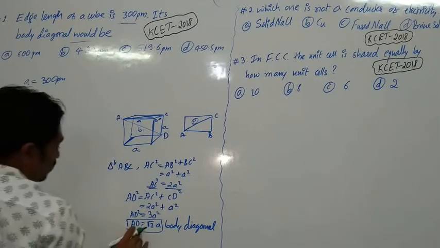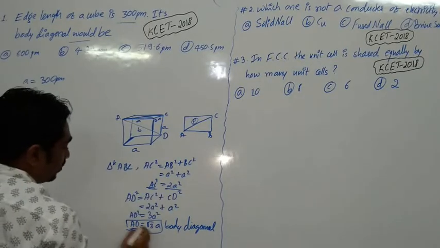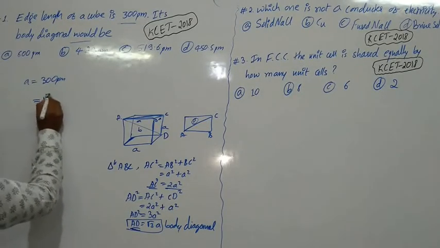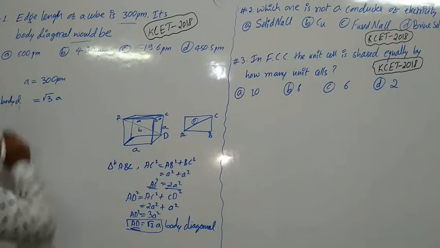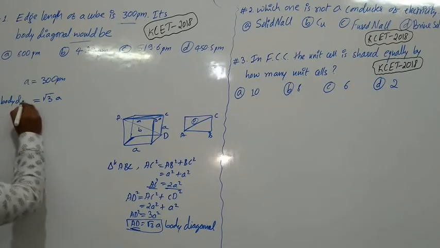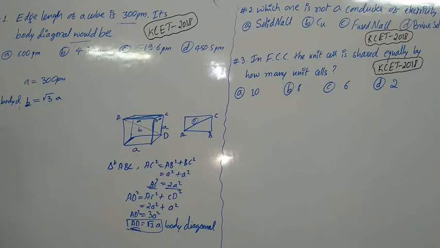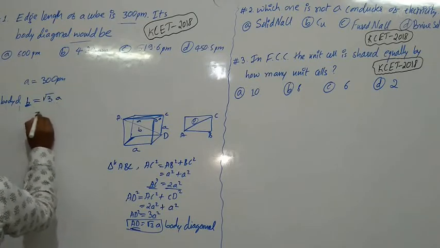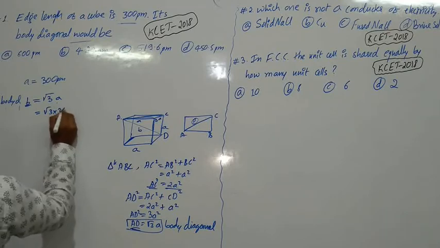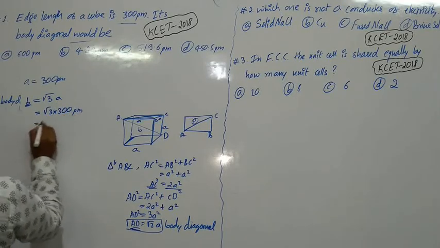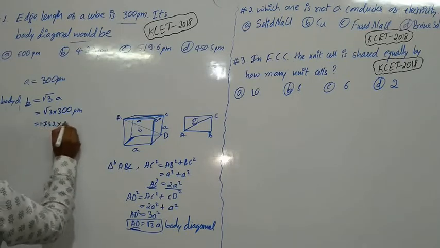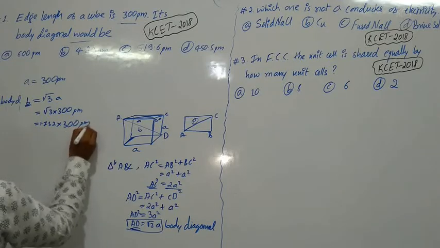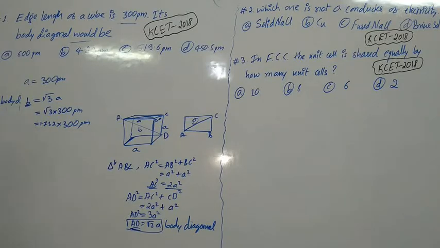So now I want to calculate the length of this body diagonal. Body diagonal is equal to root 3 A. The length of body diagonal, I will take it as B. B is equal to root 3 A. They have given the value of A. How much is it? Root 3 into 300 picometer. So what is the value of root 3? It comes out to be 1.73 into 300 picometer.